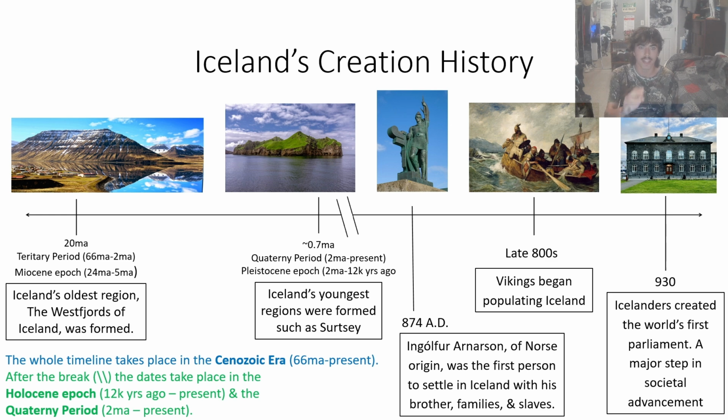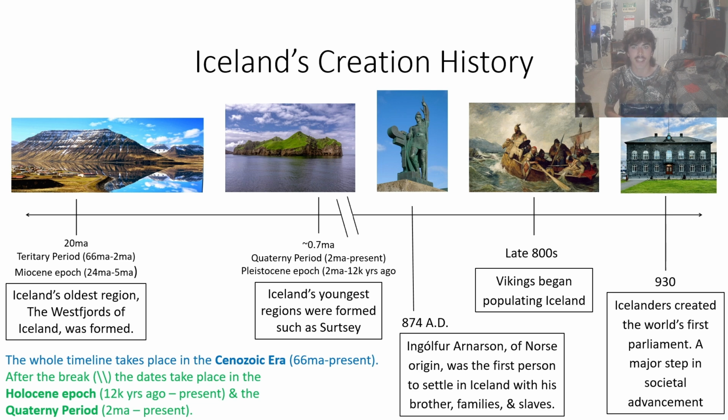And so we're going to jump forward here using this break that I've created in this timeline. And we're going to jump forward to 874 AD. Pretend like it is Peabody and Sherman who just hopped in the time machine, zooming forward in time. And now we get a Norseman who was the first person to settle in Iceland with his family, which is awesome, guys.